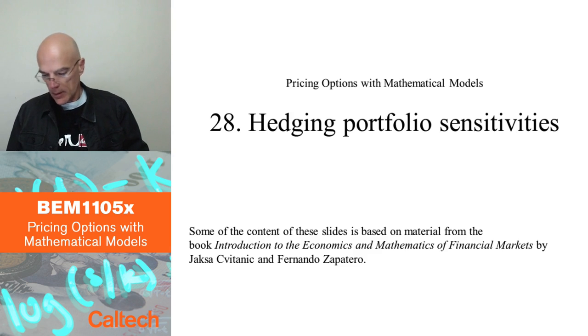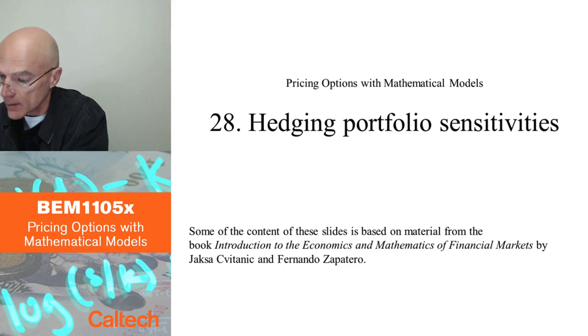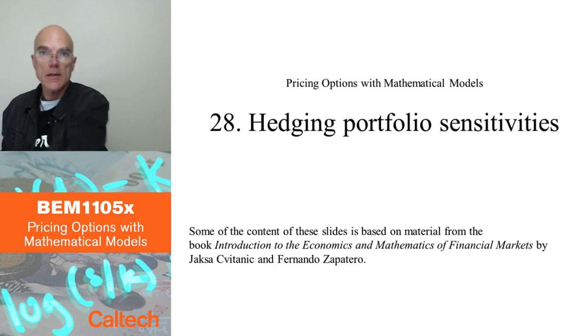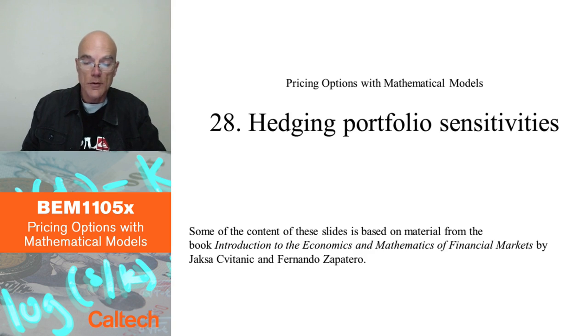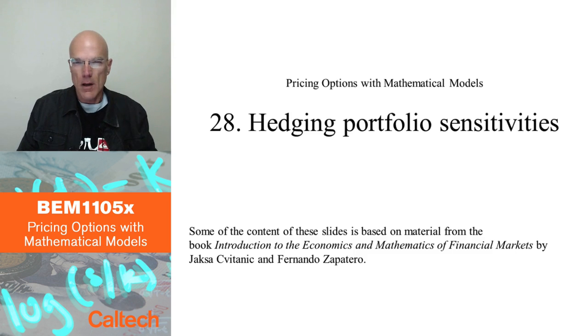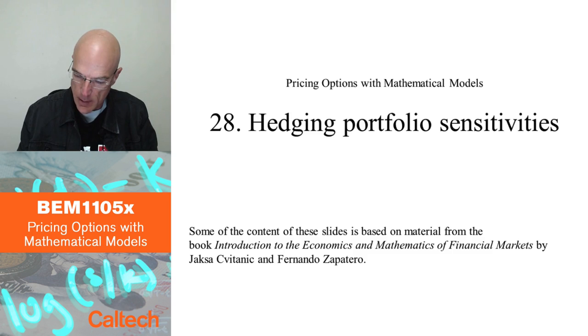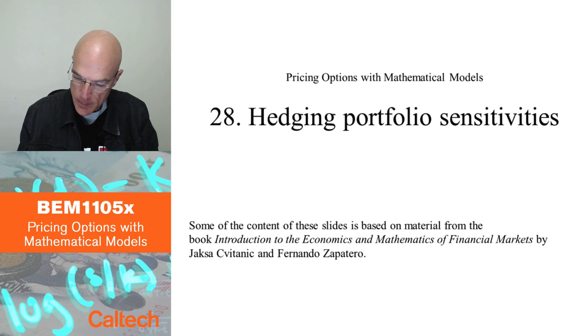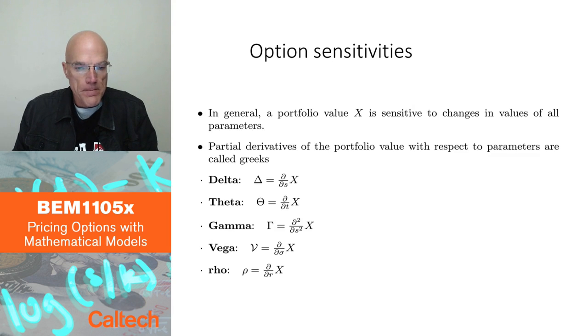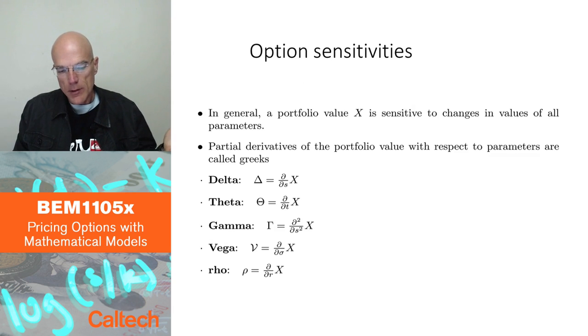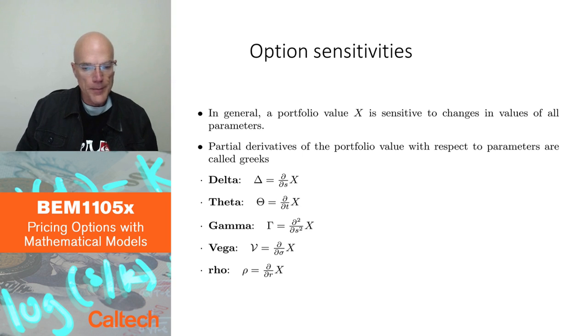The idea being that you want to reduce the portfolio sensitivities to the movements of underlying factors. Let's see what exactly I mean by that. I'm going to think in terms of the Black-Scholes-Merton model, but similar ideas would also be applicable in other models. Let's, as usual, denote by capital X the value of your portfolio.